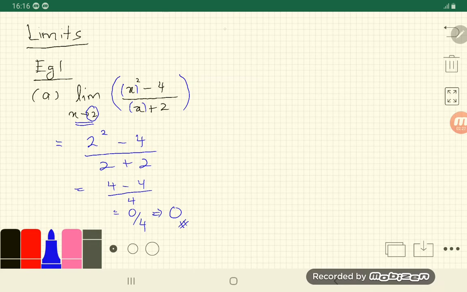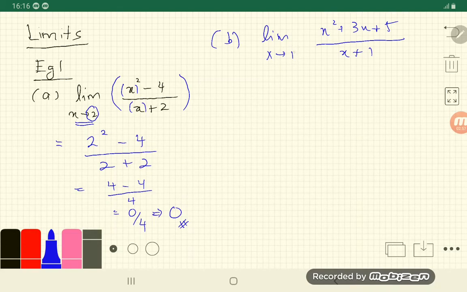Okay, it's very easy there. We just need to substitute the value of x into that part. You can try to deal with question number 2 here. Let's say you have the limit of x approaching 1 for x squared plus 3x plus 5 over x plus 1. So basically the same thing will happen, which is you just need to substitute the value of x equals 1 into all the variables x that you have there.